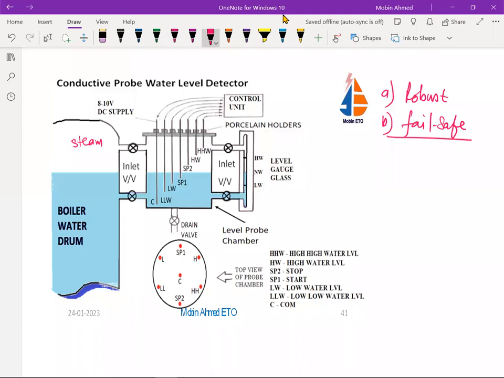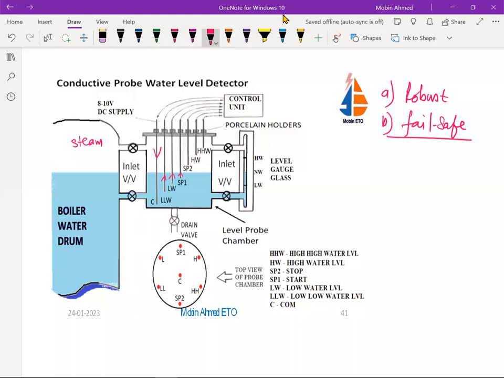Okay. So now what happens from C, we are going to give the supply here. So if we are going to give the supply to the C, then the current is going to flow in this from here, the control unit, it will come. And which all the electrodes that are in the water, the current is going to flow through that. So the electrode which is immersed in the water, the current will flow back through that.